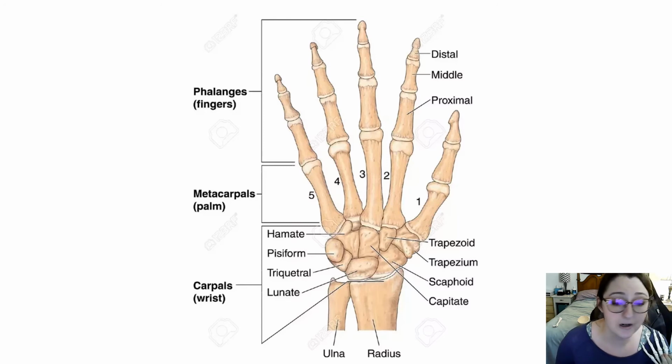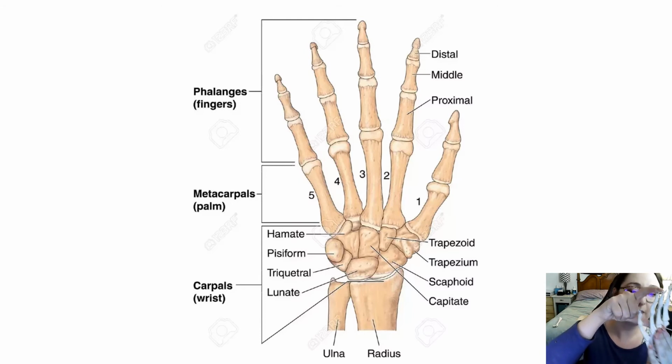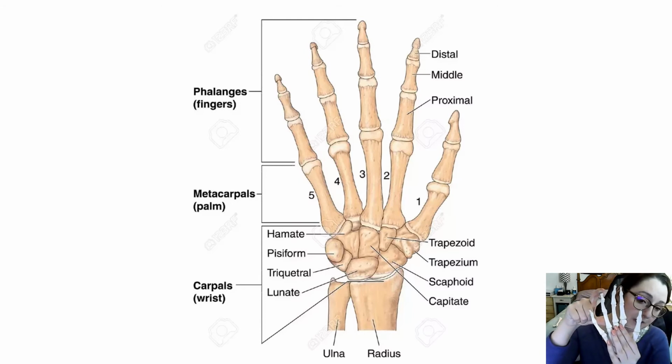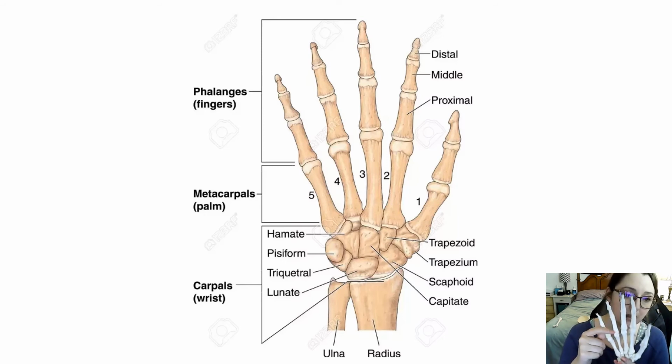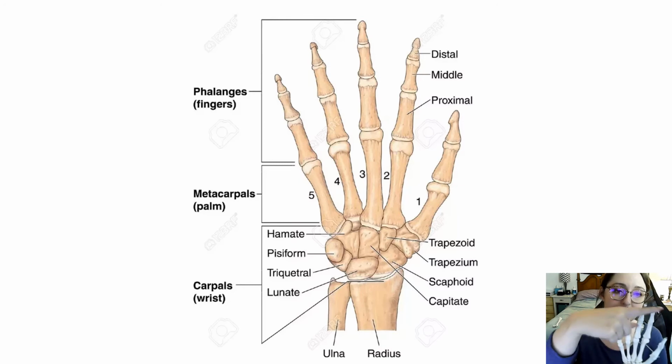These are the metacarpals. They are going to be labeled 1, 2, 3, 4, and 5. Your thumb starts off number 1 and ends with your pinky at number 5. From there, moving up, we have our phalanges. The phalanges are going to be just past the metacarpals. The phalanges are going to be labeled as such: proximal, middle, distal.